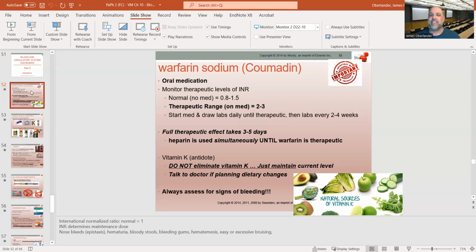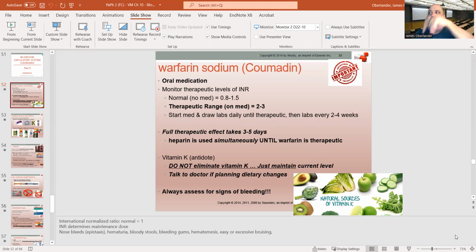3 to 5 days. So what do we do in the meantime? Because if somebody has a blood clot, that's a life-threatening disorder, problem, and we need to do something quickly. Heparin, excellent. So does that mean that they're going to be on it at the same time? They're going to be on warfarin and heparin at the same time. Yes, they're going to be on it at the same time.